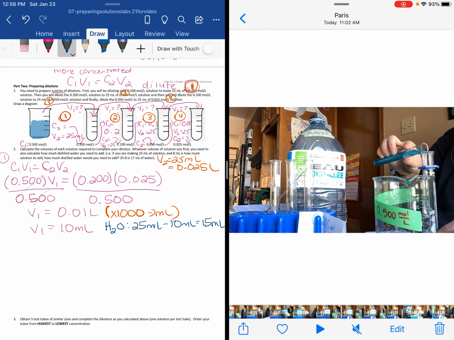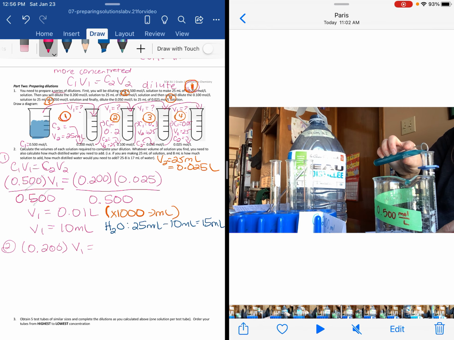Okay, so now let's do the calculations for number 2. Dilution number 2, now the C1 is 0.2. Again, how much do we need? I don't know. So you can see that I did not use the beaker anymore. Now I'm taking from the test tube I just made, and that's how you get the series of dilutions.